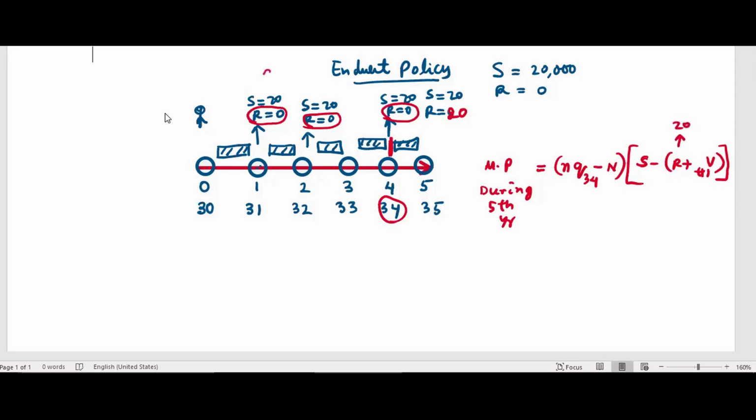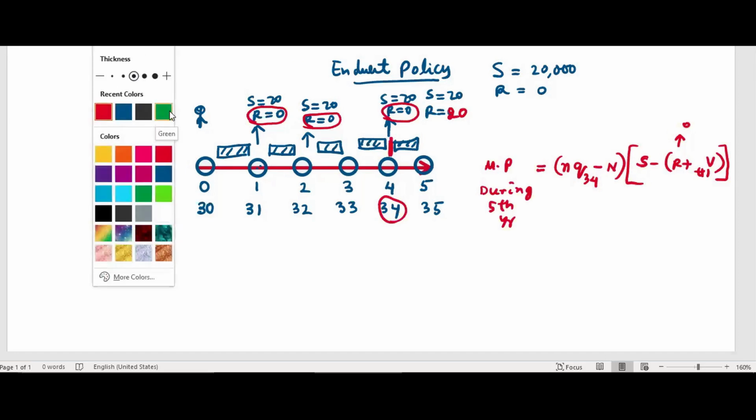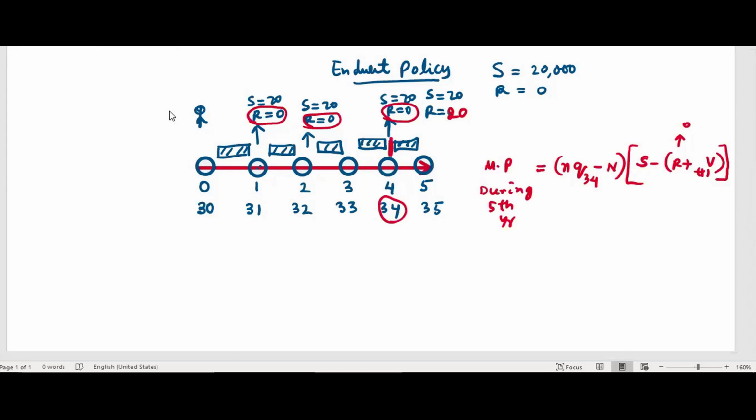Sometimes you see double endowment. Double endowment means what? This benefit will be double. So you have to write 40. That is the only difference. Seeing double endowment, we need not worry a lot. Now, this is 20. This is 20.